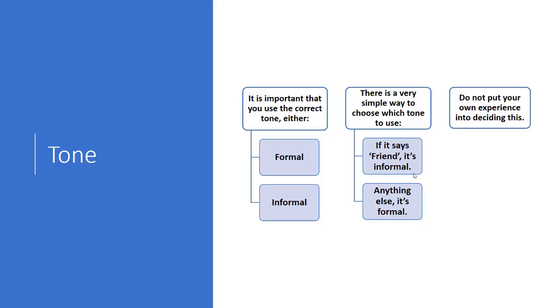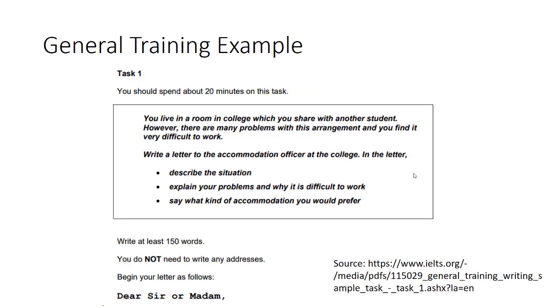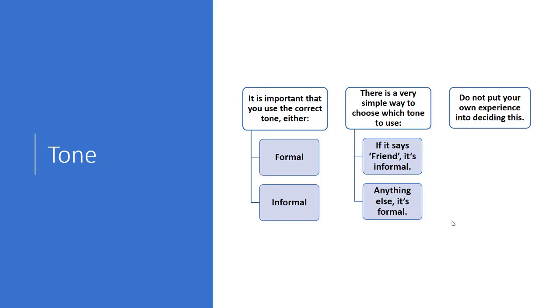All right. One thing that students do is they put their own experience into deciding this. So the question says something like, in this one, write a letter to your accommodation officer. And what the student does is think, oh, my accommodation officer, I'm really friendly with them and I know his name, so can I write an informal letter? No, they don't care about your life experience. What they want you to prove is, can you identify when you should write a formal letter and when you should write an informal letter?